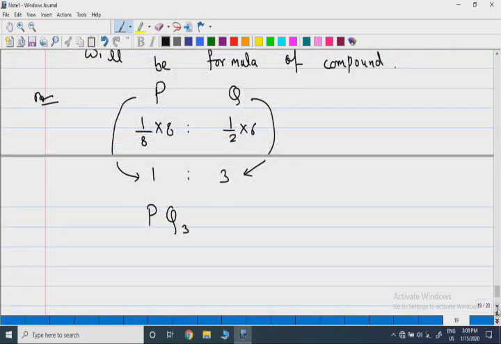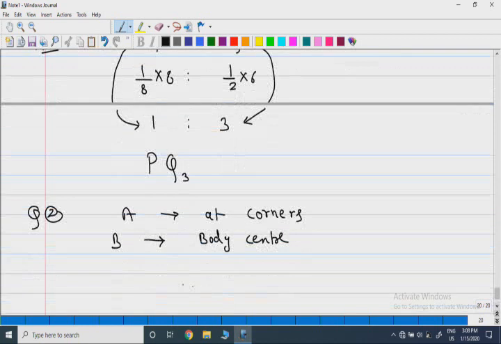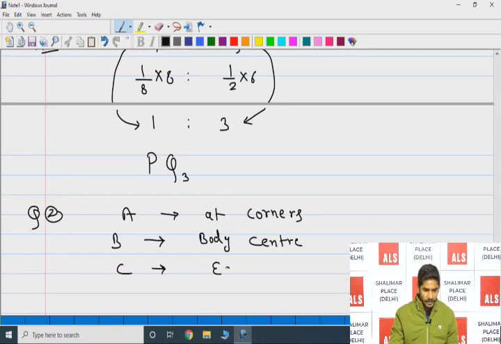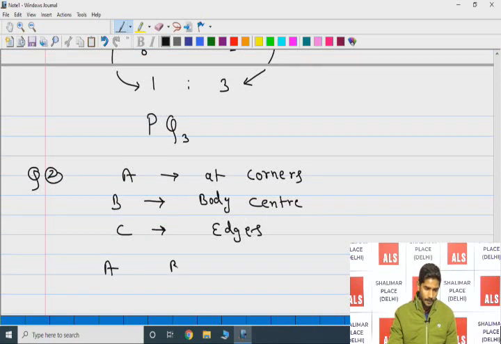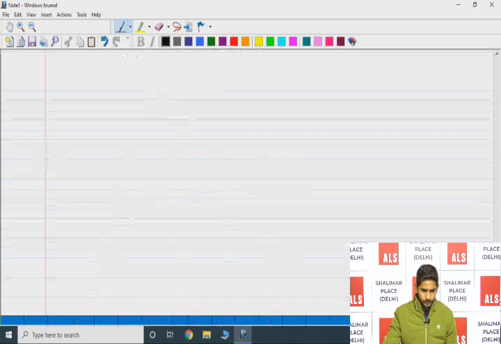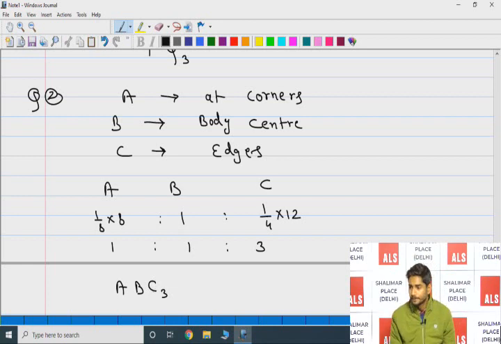Now the next question. I'm not writing the whole language. I'm just saying that A is at the corners, B at body center, C at edges. What should be the formula of the compound? Just look at your screen. After that, I'll give you a question to solve. A is at the corners, so it should be 1 by 8 into 8. Body center means directly 1, and edges means 1 by 4 into 12. Simply solve it. You will have 1, 1, 3. So the formula will be A, B, C3. Easy? Oh, very good.